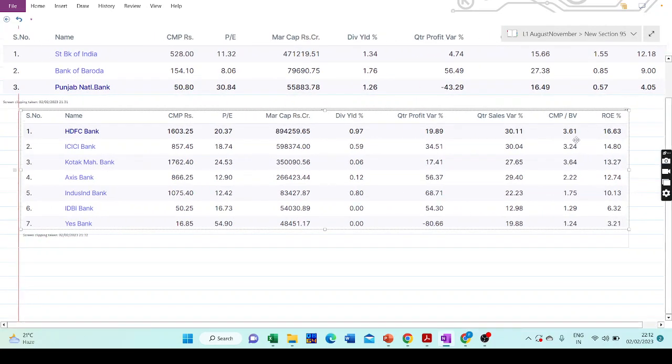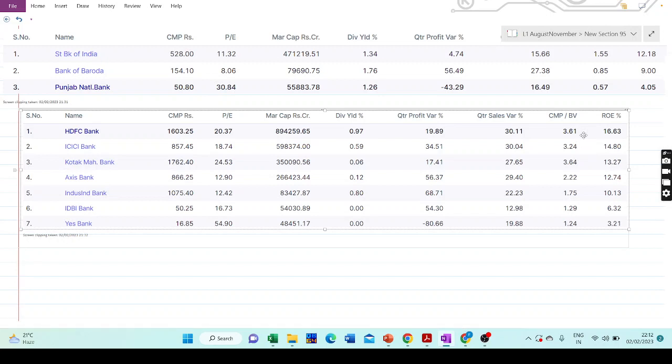Guys, what do you mean by this number 3.61? Investors are willing to pay 3.61 for every $1 book value of the stock. And why are they willing to pay such a large amount? Because the ROE of this bank is high. Yes Bank's ROE is 3 point something. That is why investors are willing to pay only $1.24 for each dollar of book value, right?